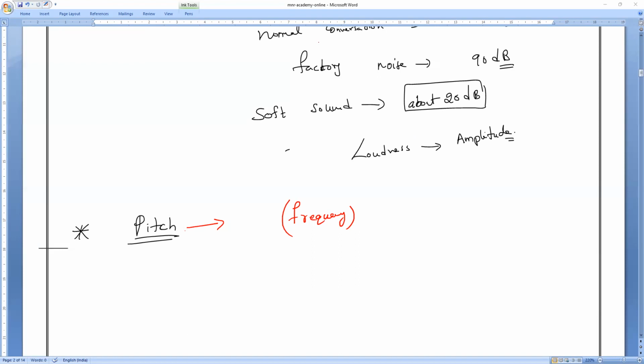So pitch makes us identify whether it is a male voice or a female voice, based upon the frequency. Frequency is what we mean by pitch. If a boy and a girl are speaking with the same amount of amplitude, both producing the same loudness, can you still identify a male voice and a female voice? Yes, am I right or wrong?